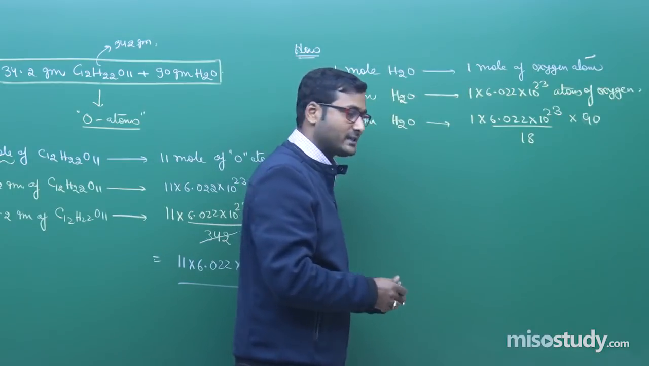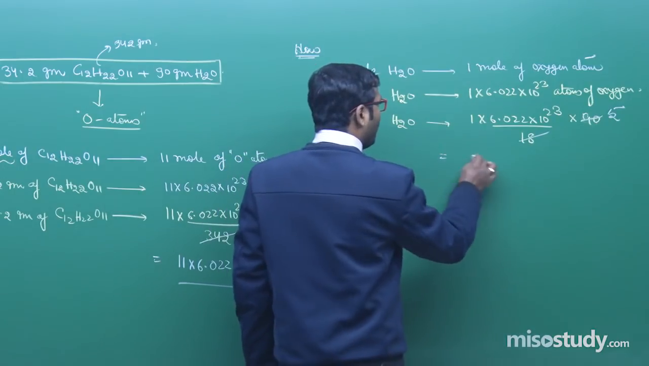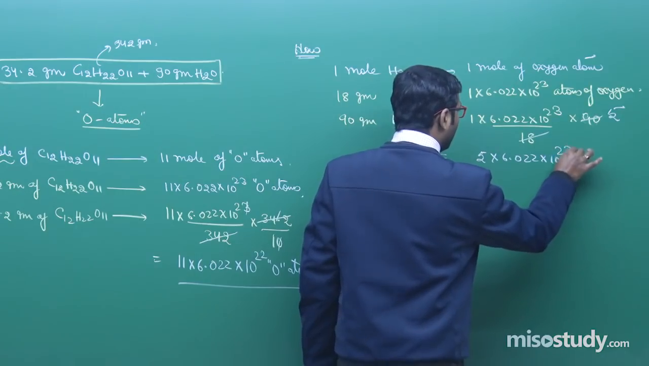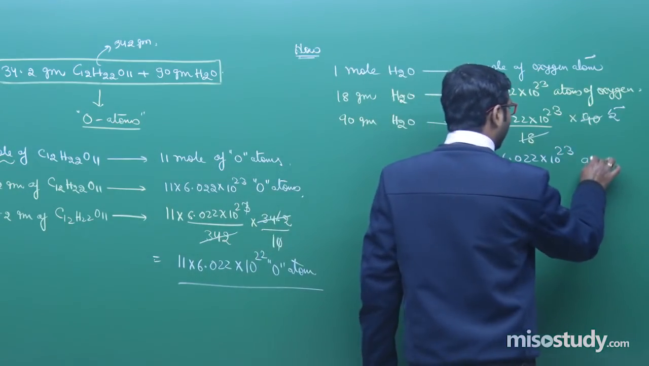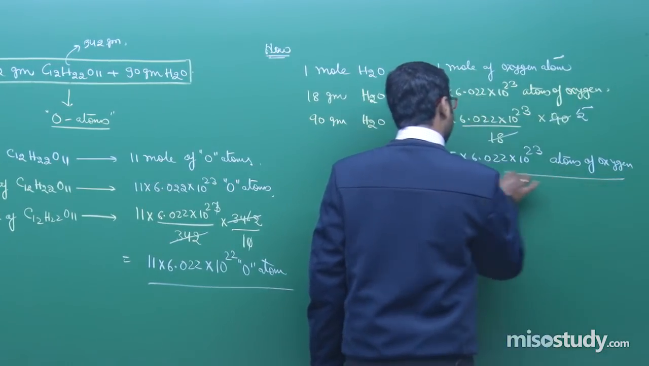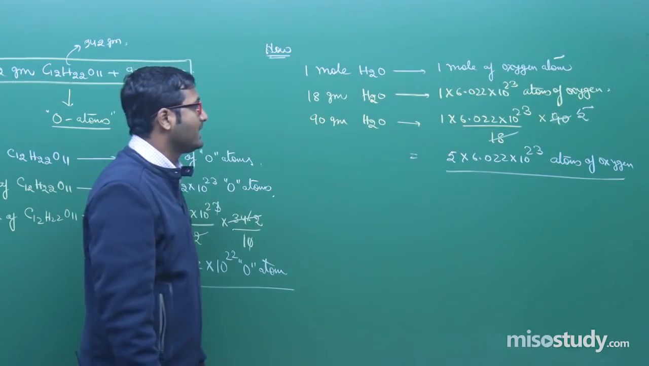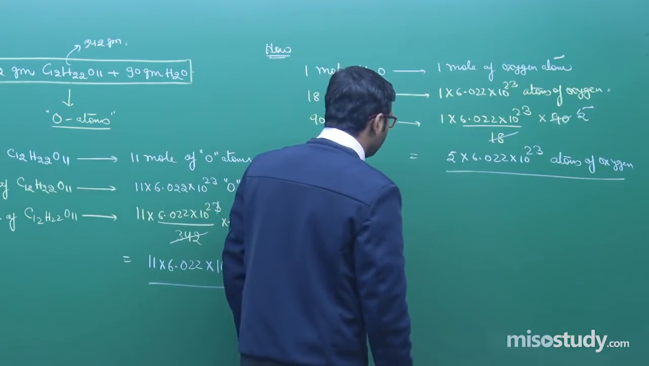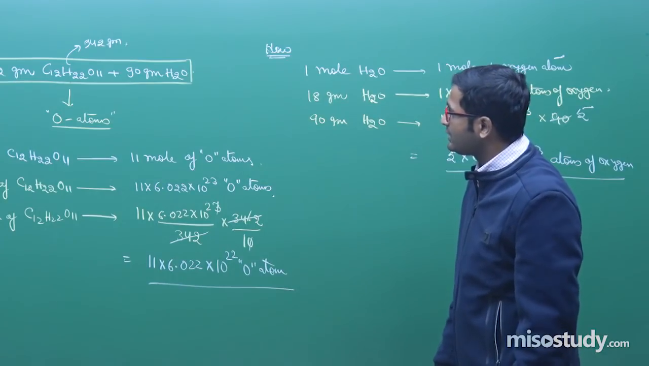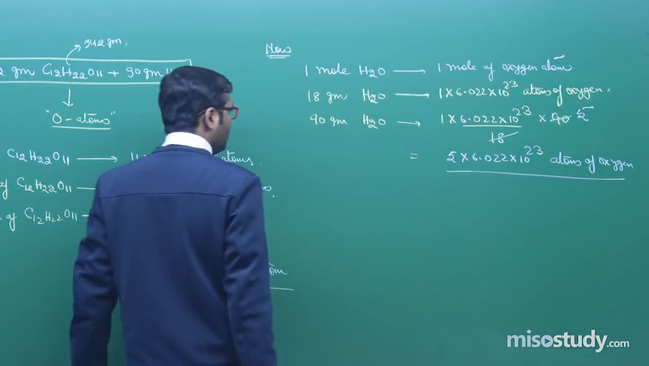Is it clear to you? Now 18 fives are 90. So what we have is 5 into 6.022 into 10 to the power 23 atoms of oxygen. Now check the things again. Check here: 1 mole of H2O, 1 into 6.022, 90, yes, 5 into 6.022 into 10 to the power 23. Again, I am checking the calculation here: 11 multiplied by 6.022 into 10 to the power 22 oxygen atoms.